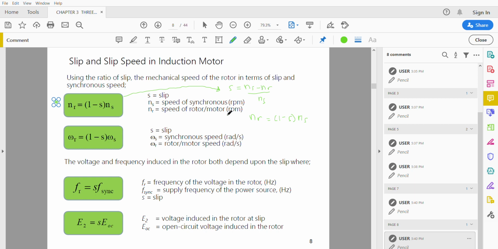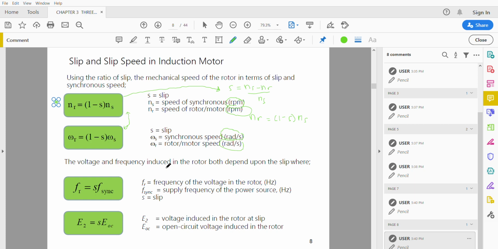And for NS and NR, the unit is RPM. While omega is the angular velocity, the unit is radian per second. So omega s stands for synchronous speed, and omega r stands for rotor or motor speed. If you observe, these two have the same equation, the same formula, it's just the notation that is different. Instead of using N in RPM, they use omega in radian per second.